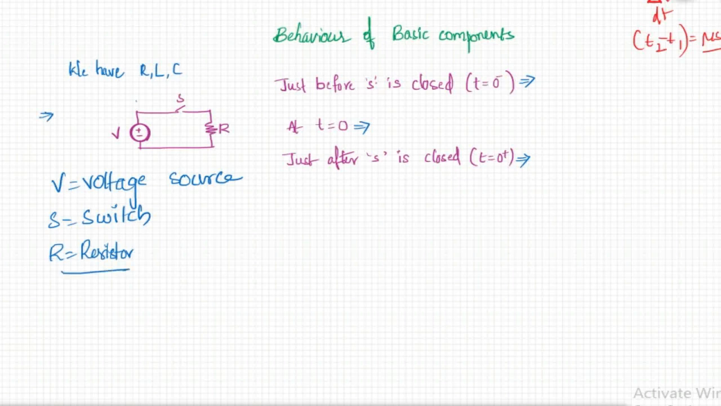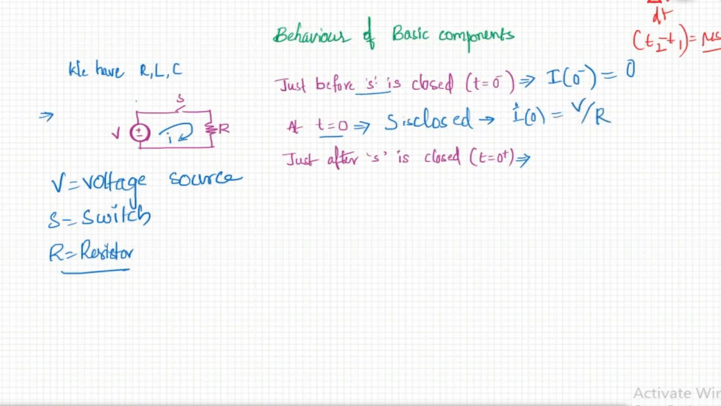So just before S is closed, what is the state of the current? We are going to see the current in this loop. Just before closing the switch, there is no current flowing through the circuit because there is no voltage applied to the resistor. So the current at 0 minus is 0, and at t equal to 0 the switch S is closed. Now we are going to see a current flow in the circuit just after switching, and we are going to get a current of V by R.